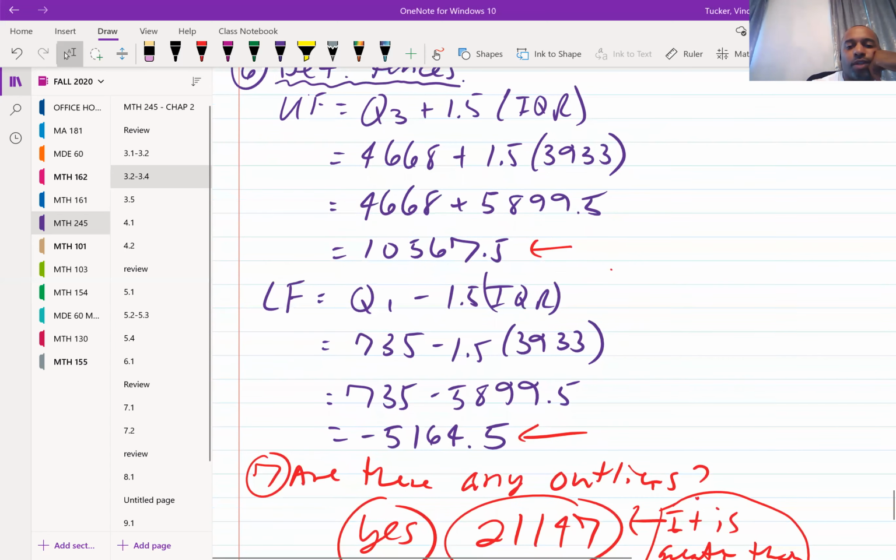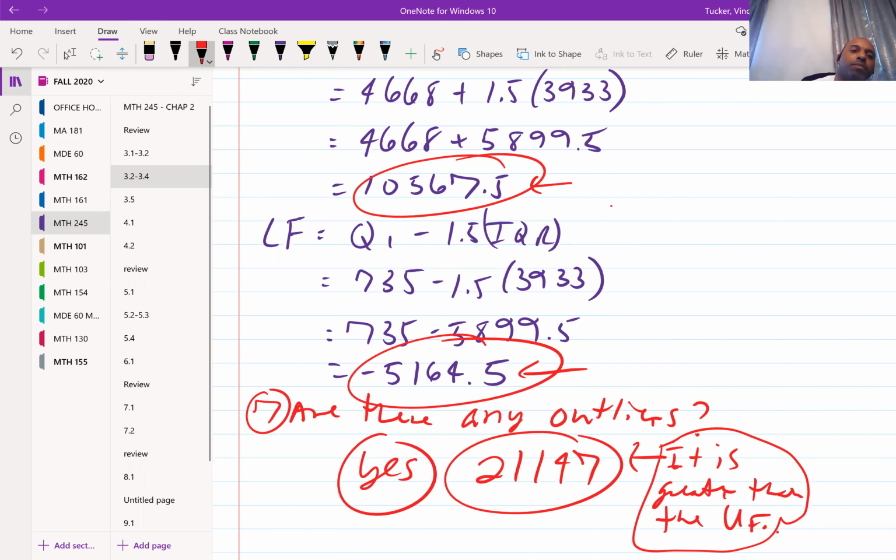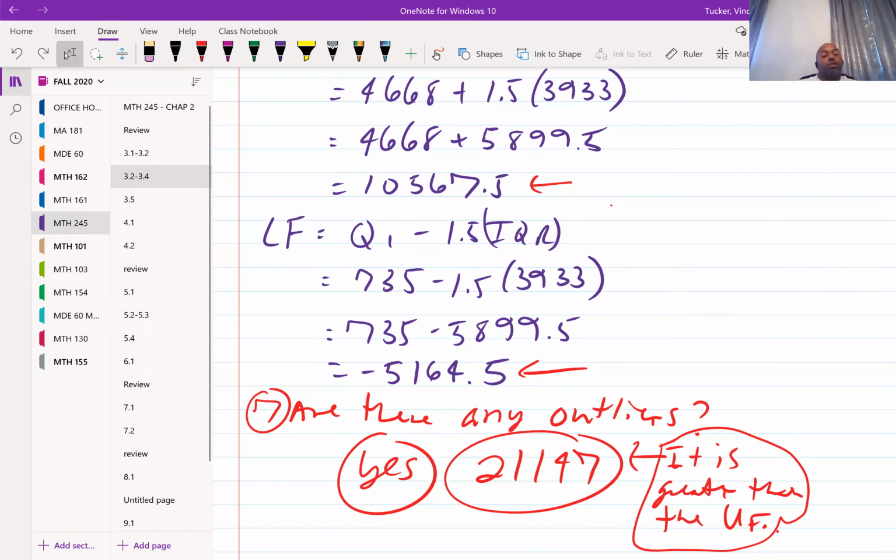From there, are there any outliers? The answer is yes, because 21,147 is greater than 10,567.5. If we had something that was less than negative 5,164.5, then that would have been an outlier as well. It's all about whether something is greater than this number or less than this number; that would be an outlier. All right, questions?